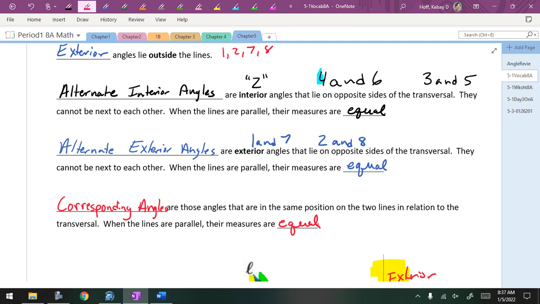But Ms. Hoff calls these the F angles. Your F can be normal looking, it could be on its back, it could be on its front, it could be upside down, it could be backwards, but when we trace them, it should form an F.